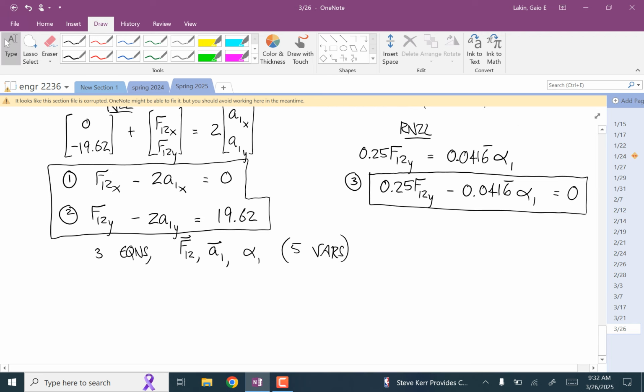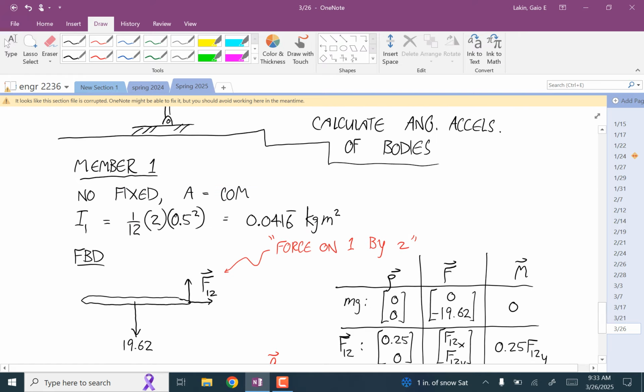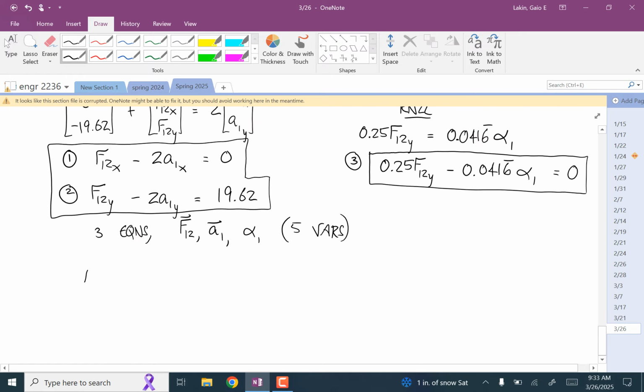Even if we could, I would say just plug along, follow the same method every time. Don't look for new stuff. Just go through the rigid body kinetics of each body and then get to the constraint equations after that. So that was body member 1. Now we're going to member 2.